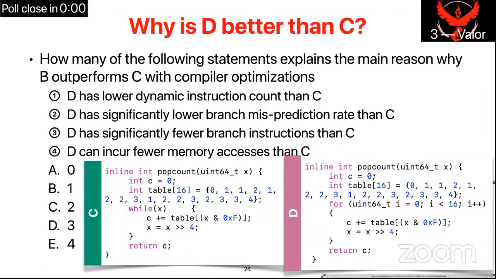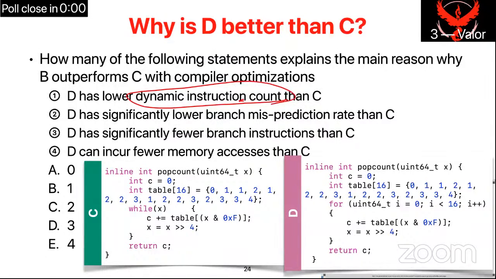Okay, I'll give it a shot. I'm not super confident, but because of the way the for loop is treated and the compiler can unroll it, I actually think D can have a higher dynamic instruction count. So I don't think one is true. Here's the thing: what's the definition of dynamic instruction count?